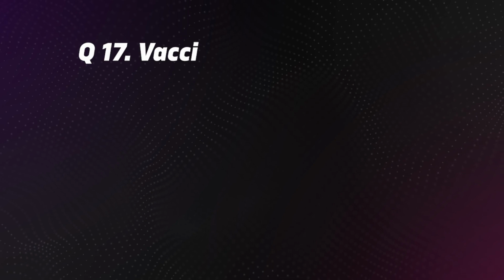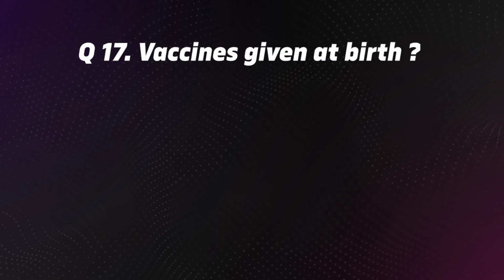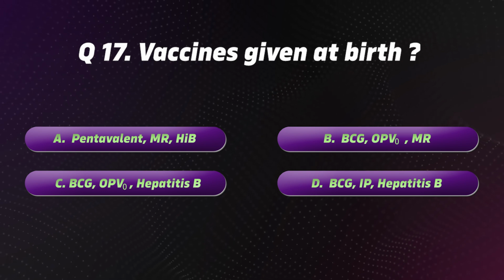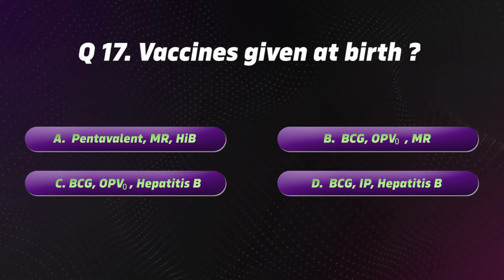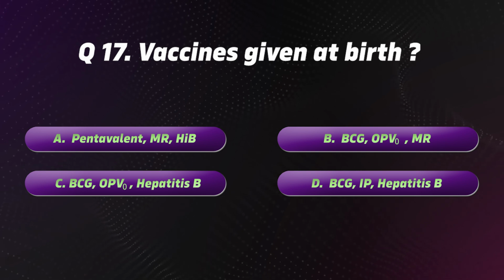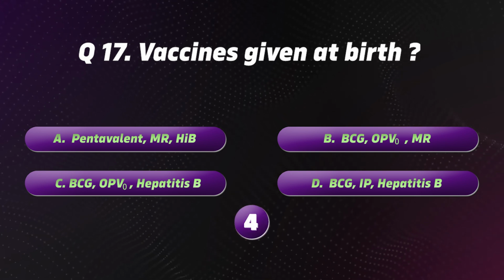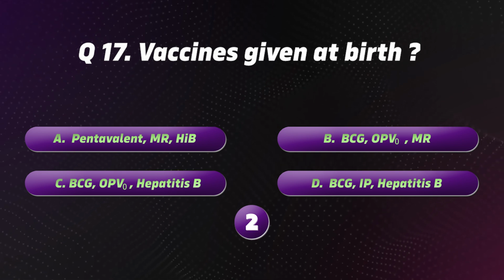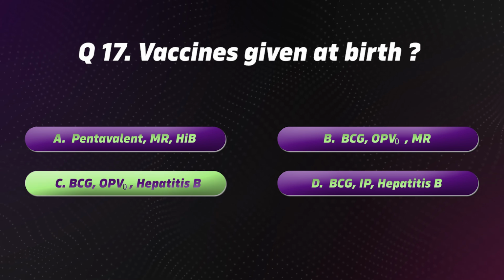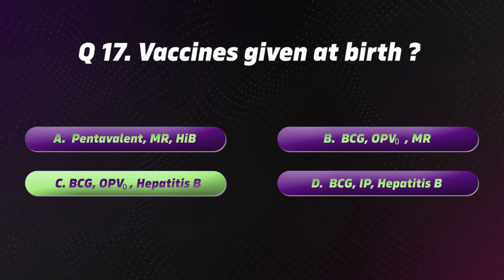Question 17. Vaccines given at birth. Here are the options. A. Pentavalent, MR, hepatitis B. B. BCG, OPV0, MR. C. BCG, OPV0, hepatitis B. D. BCG, IPV, hepatitis B. And the correct option is C, BCG, OPV0, hepatitis B.